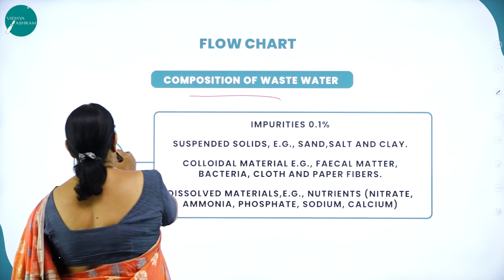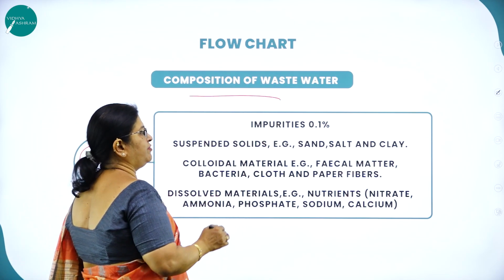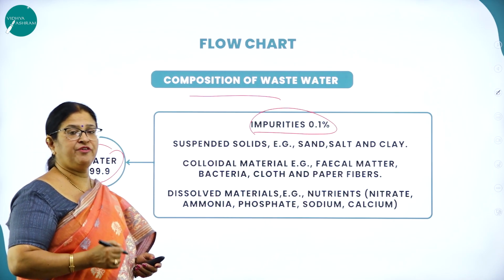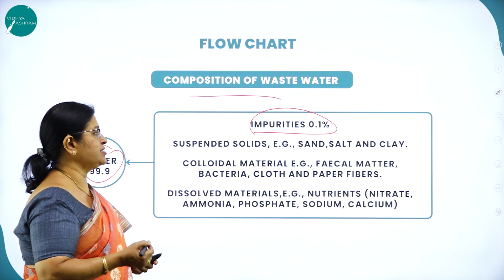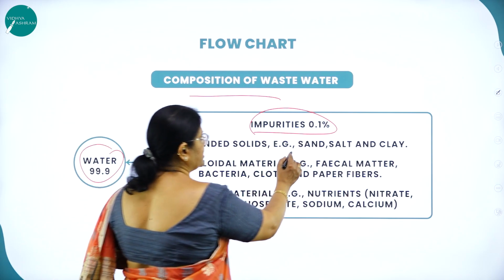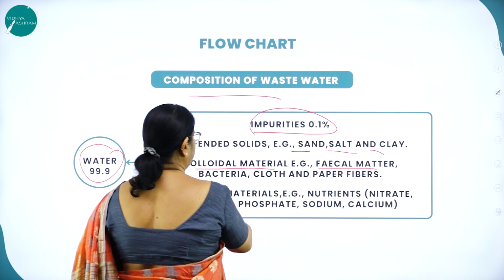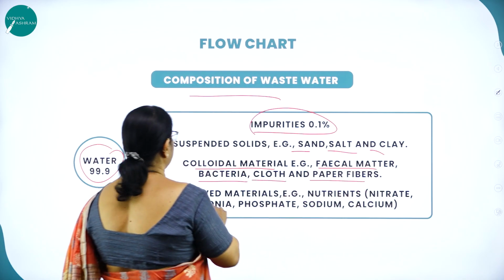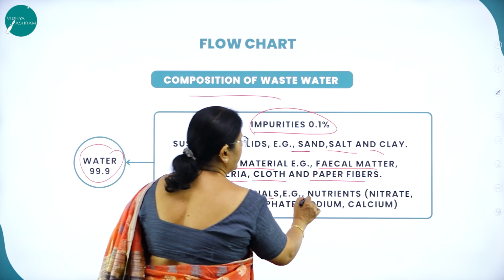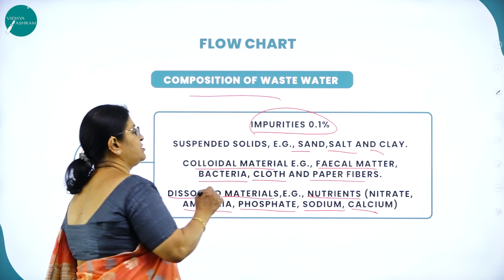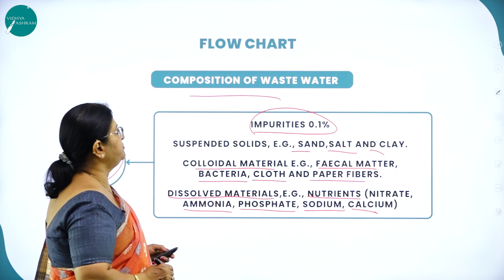Composition of wastewater. So when we say wastewater, what will it have? I think impurities of even 0.1% will make it unfit for human consumption. So imagine suspended solids, for example sand, salt and clay. Colloidal material, for example fecal matter, bacteria, cloth and paper fibers. Dissolved materials might be nutrients like nitrate, ammonia, phosphate, sodium, calcium. All this is going to contaminate water.